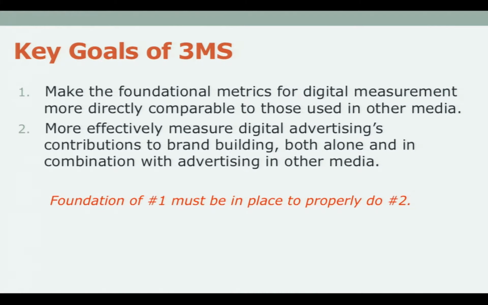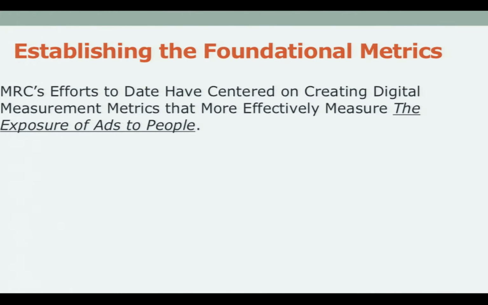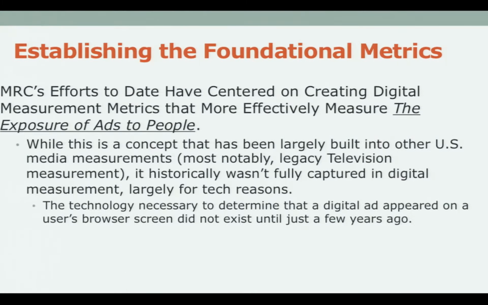We think that foundation of number one needs to be in place before you can properly address number two, that you need to have comparability among the metrics. And the simple fact of the matter is digital metrics haven't been comparable to measures in certain other media types. So our efforts to date have really been focused on moving digital metrics to a set of metrics that more accurately and effectively measure the exposure of ads to people. It might seem like a self-evident concept. It's largely built into the measurement of other media types. It hasn't been built into digital, largely for technical reasons over time. The technology to determine whether or not an ad actually appears on screen didn't exist until just a few years ago.